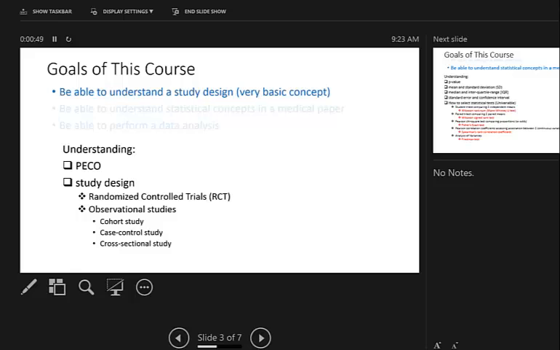Be able to understand the study design, and we have only probably 1 hour to cover this, so it'll be very basic concepts, but this is probably the most important stuff you need to know. And so we will be covering what's the difference between randomized clinical trials and observational studies, and cohort study, case control study, and cross-sectional study.